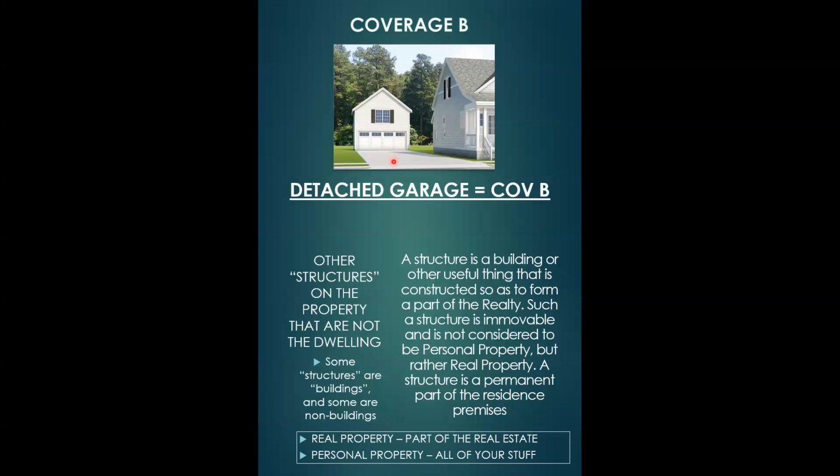Okay, a structure. So if a tree falls and wipes out this garage, you have a coverage B claim. And if a tree falls and cracks this driveway into 9 pieces, we have a coverage B claim. Coverage B provides insurance for other structures on the premises that are not part of the dwelling and don't form a connection with the dwelling. And some structures can be buildings and some are not buildings. And we'll see some other examples of some non-building coverage B structures.